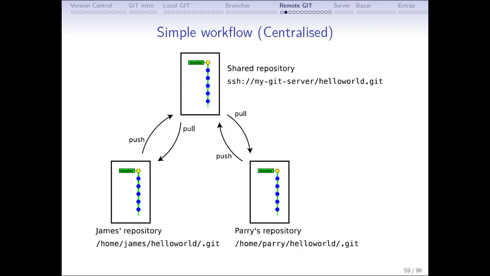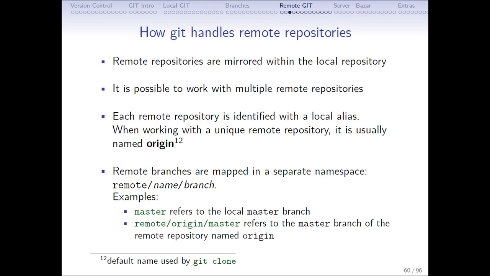Team workflow. So this is centralized, as we all know. So how does Git handle remote repositories? It is important to know remote repositories are mirrored with a local repository. It is possible to work with multiple remote repositories. Each remote repository is identified with a local alias. When working with a single remote repository, it is usually named origin. Remote branches are mapped in a separate namespace.